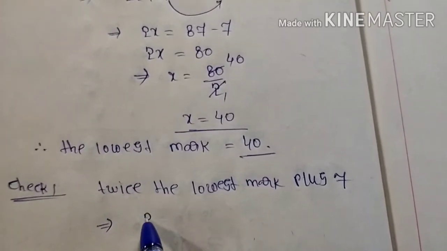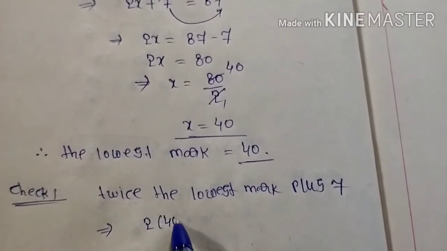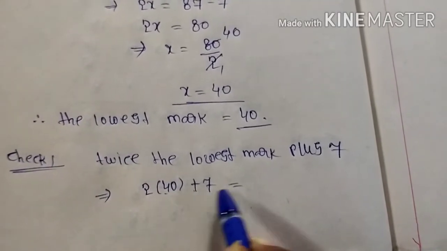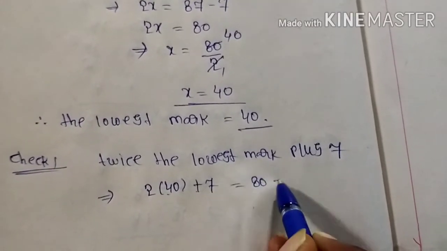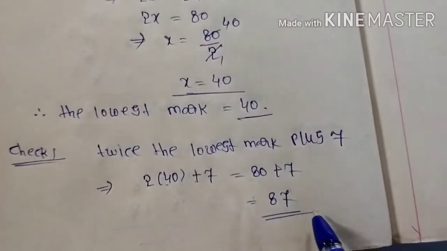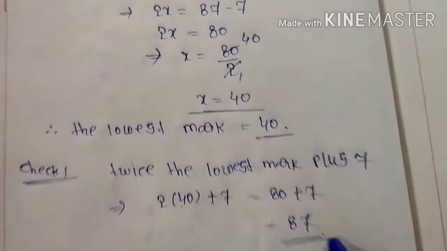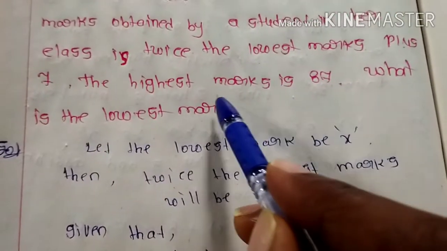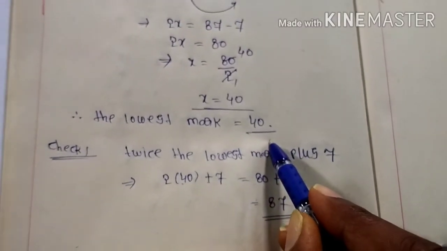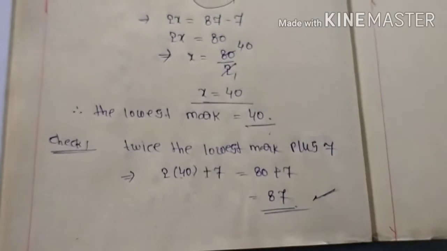Just you can see here 2 into lowest mark is how much? 40 plus 7 is equal to, 2 4s are 8, that means 80 plus 7. That means here how much? 87. 87 is the highest marks or not? Yes. Once you can see here highest marks is 87 or not? Yes. So that 40 marks is the lowest mark. This is your solution.